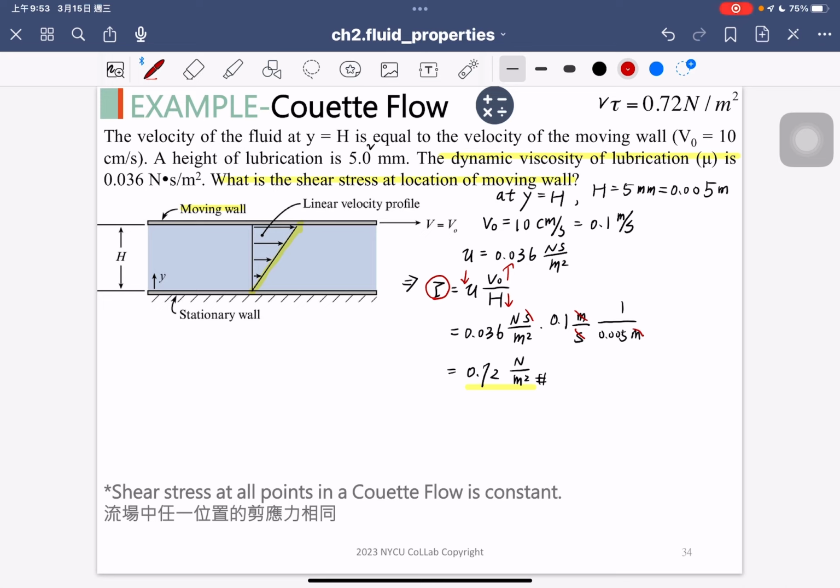But the idea for the Couette flow is that the shear stress at all points in Couette flow is always constant, because anywhere has the same velocity gradient. Okay, just based on viscosity. Okay, so we may stop here, and maybe we will go back to it in the next class.